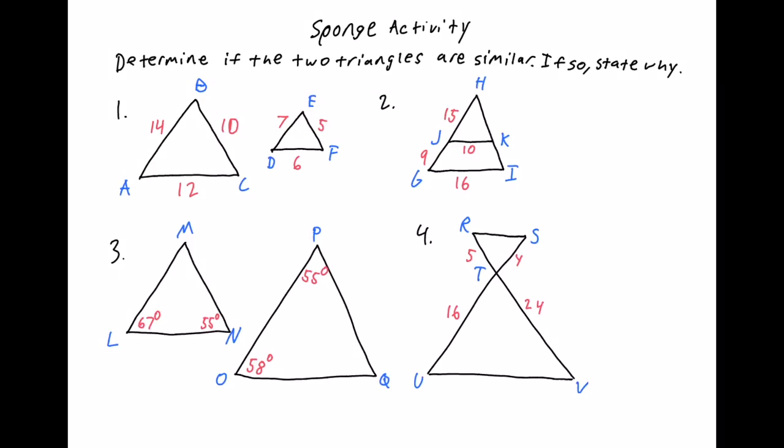Alright, now time for the sponge. Determine if the two triangles are similar. If so, state why. In each one of these we have two triangles, and I want you to state yes or no, are they similar? And if so, state why. That would be the three that we just learned: side, side, side; side, angle, side; or angle, angle.